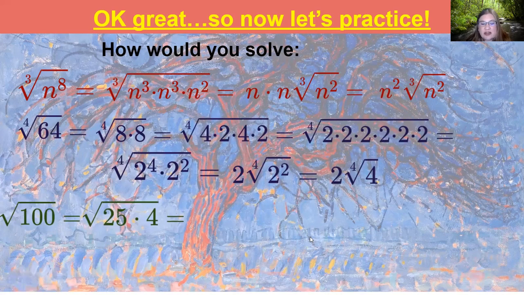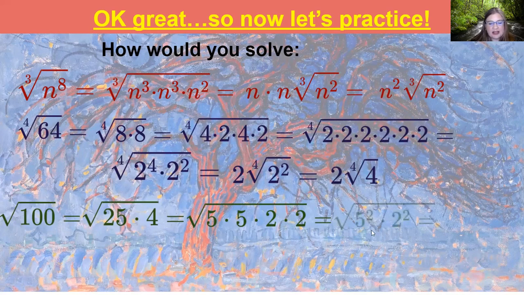So let's say I broke this 100 into 25 times 4. And then I said, okay, that's not enough. I got to break it down further. So 5 times 5 and 2 times 2. And then I say, okay, I can make this 5 squared and 2 squared, and those will each unlock the squared gate. So here we go. So this will unlock, and the 5 will be set free and the 2 will be set free.